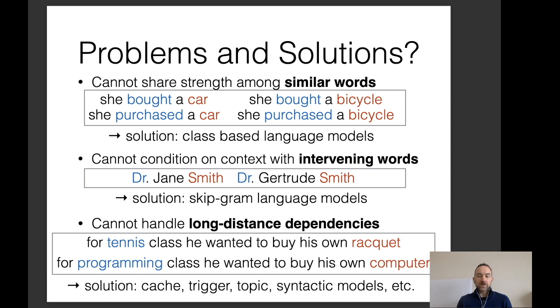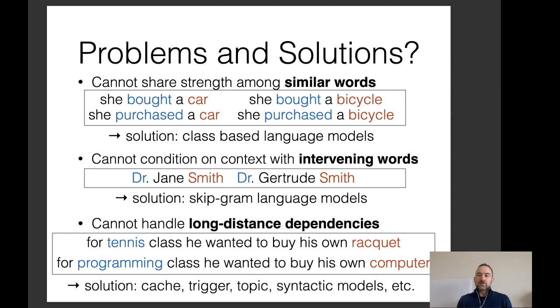So for example, if we have, for tennis class, he wanted to buy his own racket, and for programming class, he wanted to buy his own computer. This has a very long intervening context of about 7 words, and very few of these count-based language models could consider this long of an intervening context. So count-based models essentially had different solutions to this, things like cache models, trigger models, topic models, syntactic models, etc. And this was how they solved this issue.